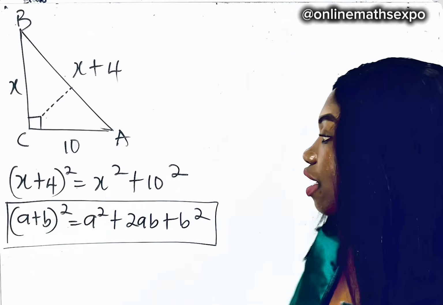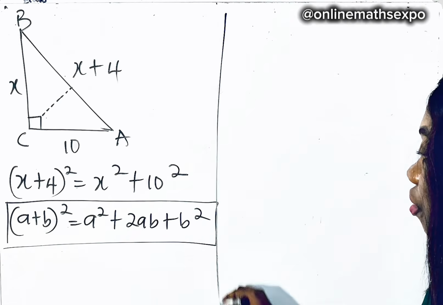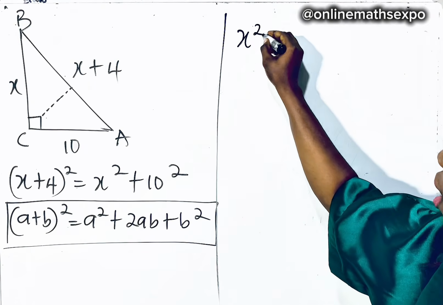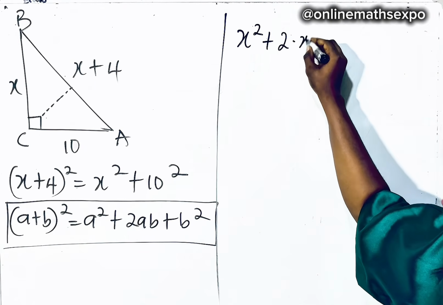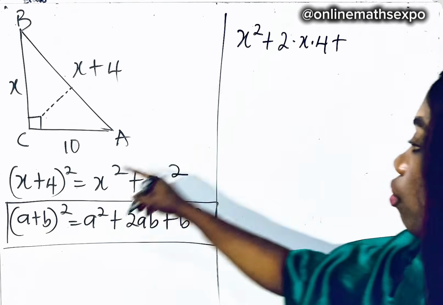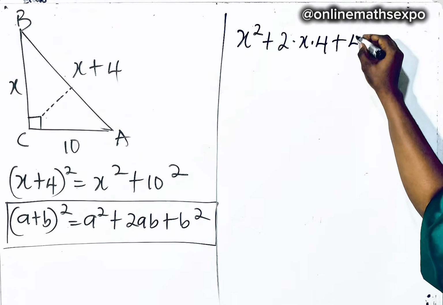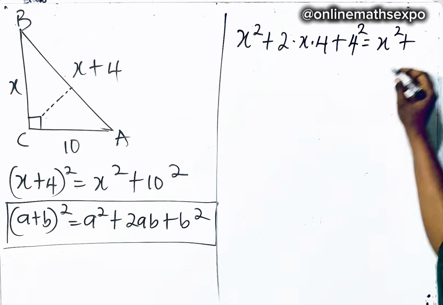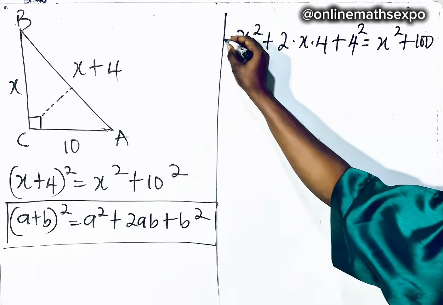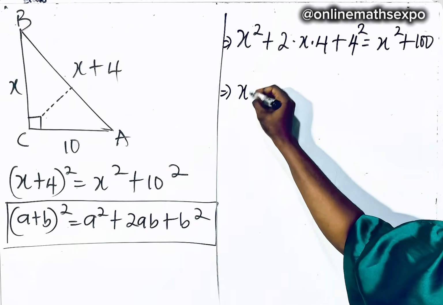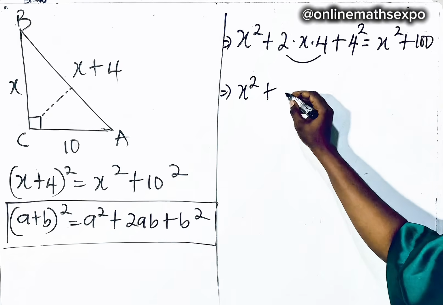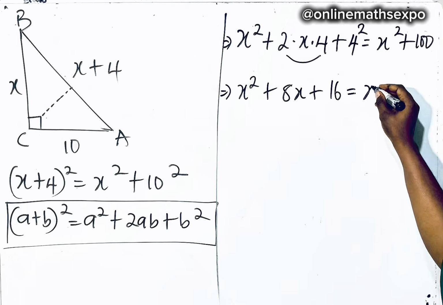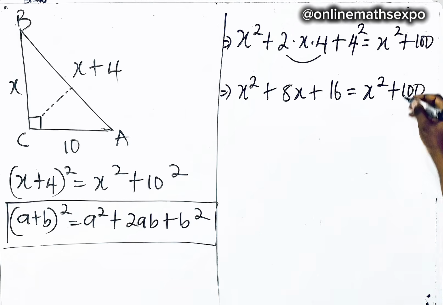Applying this here, we are going to now have x squared plus 2 times x times 4 plus 4 squared is equal to x squared plus 10 squared, which gives us 100. And keep solving, we are going to have x squared plus, multiplying this, 8x, plus 4 squared gives us 16, is equal to x squared plus 100.